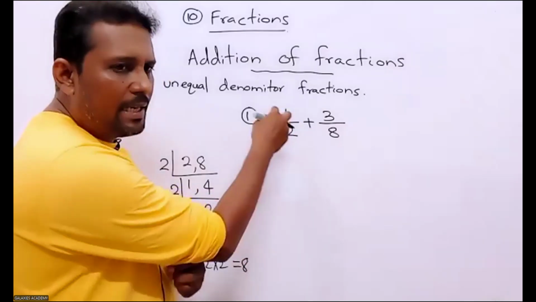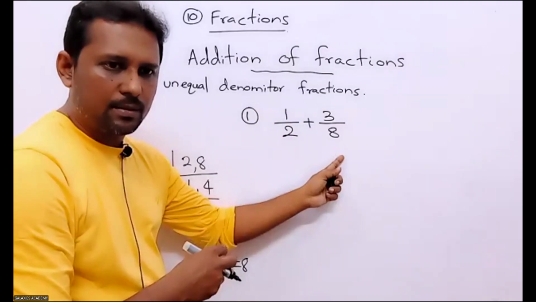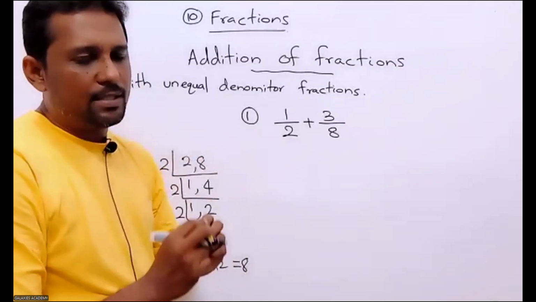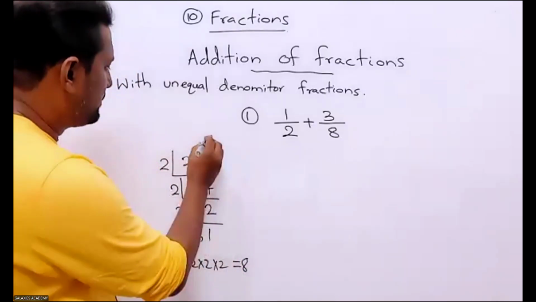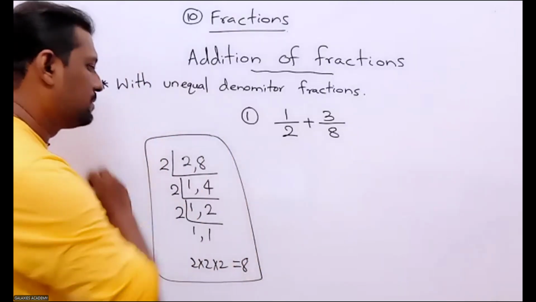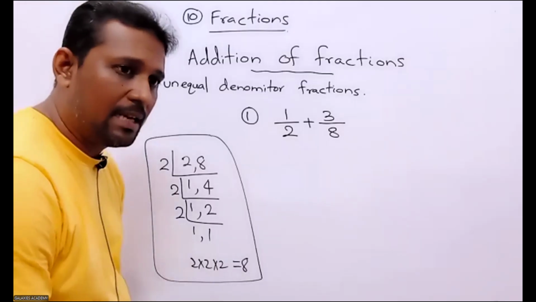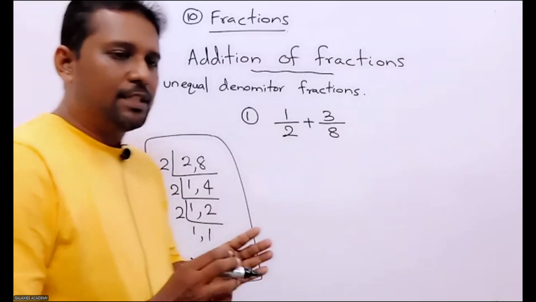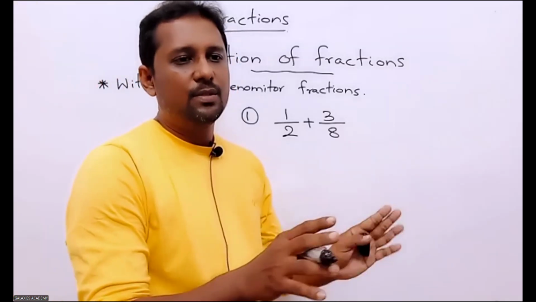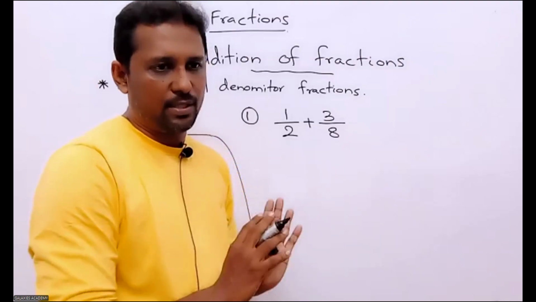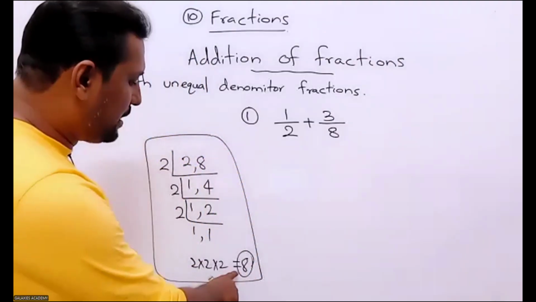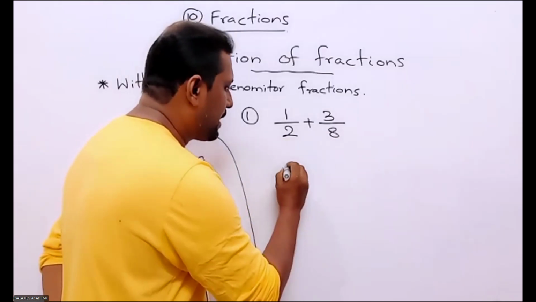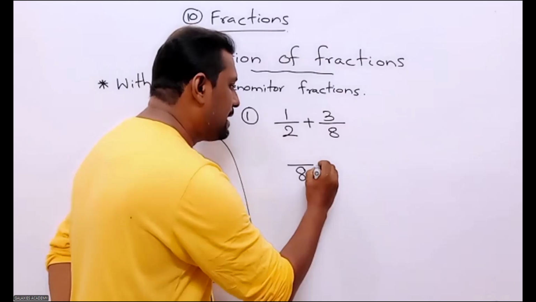What are the two denominators? 2 and 8. Okay? 2 and 8. So you have to find the LCM of 2 and 8. Okay, what is the LCM? 8. It is the common denominator for these two fractions. Right? If the LCM is 8, these two fractions you can write with denominator 8.